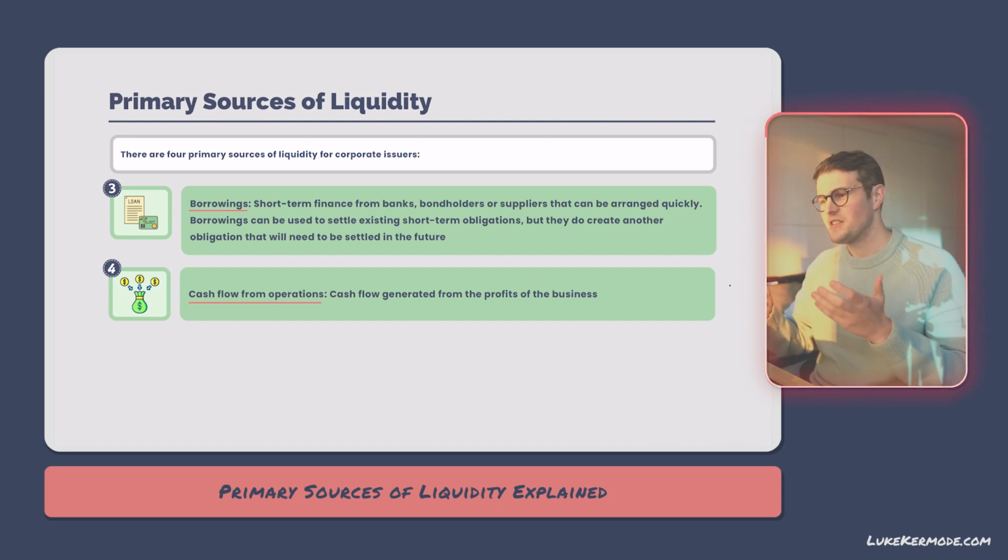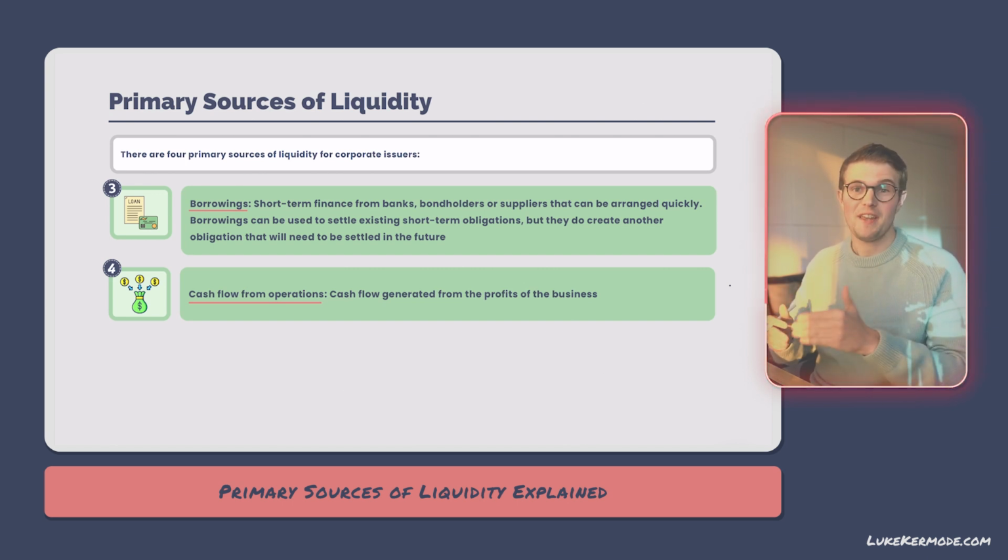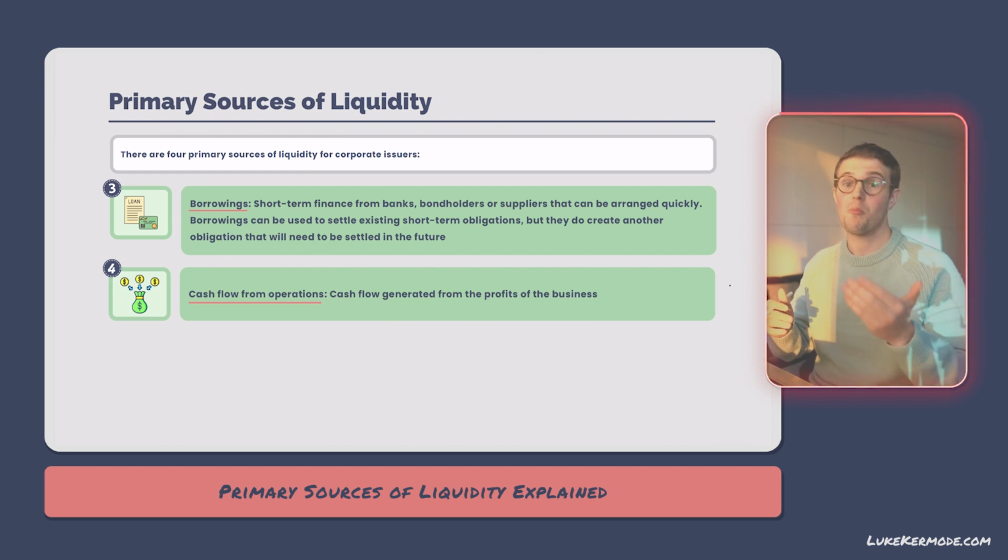And for that reason, analysts closely track companies' cash flow from operations to make sure that if it is profitable, it can continue to meet its short-term obligations using its profits. And if it's not profitable, it's on track to one day become profitable, so it will generate cash flow, which can be used to meet its short-term obligations. So that's it. That's everything. That's primary sources of liquidity.